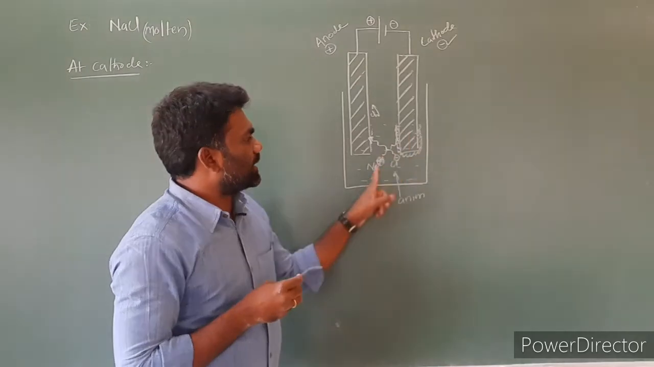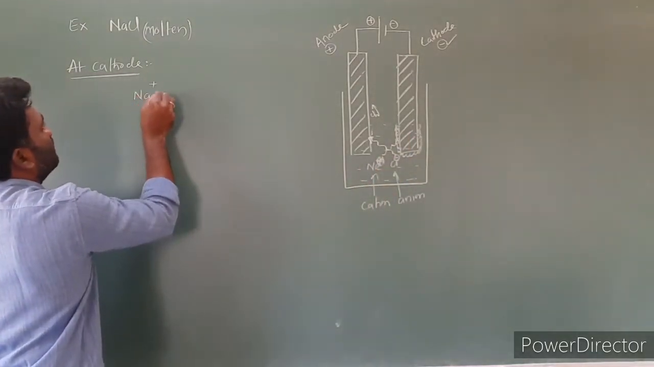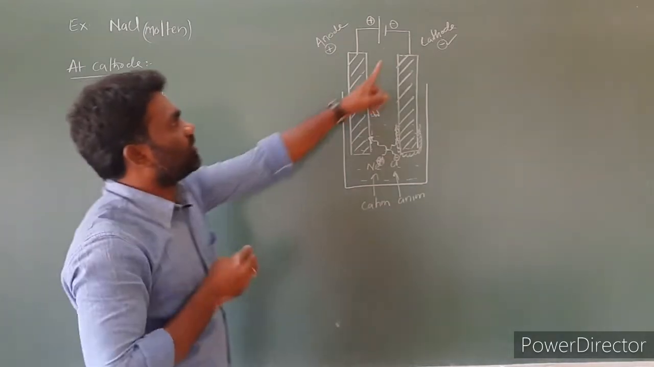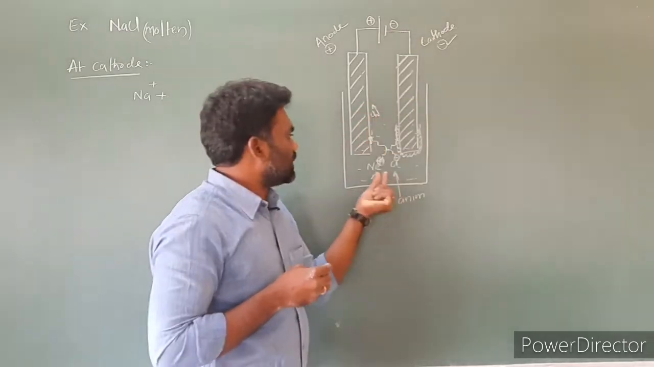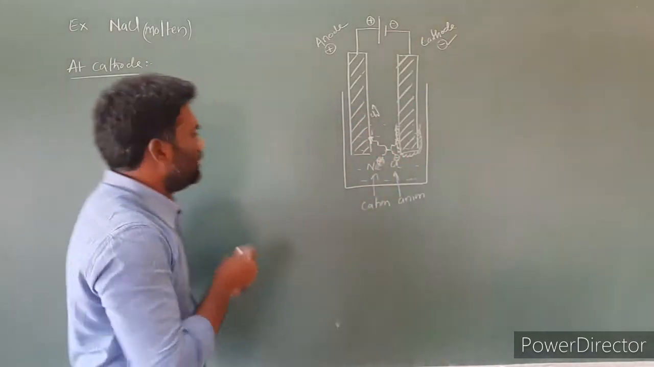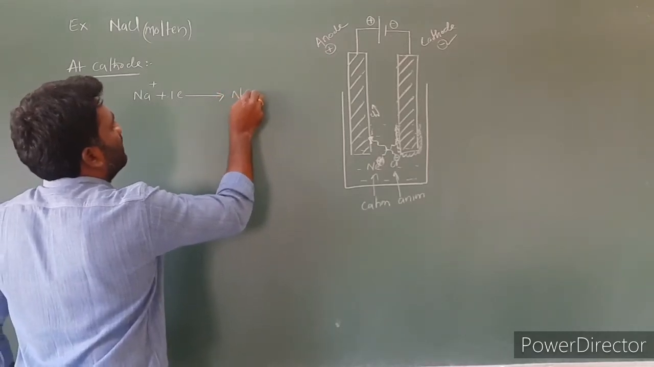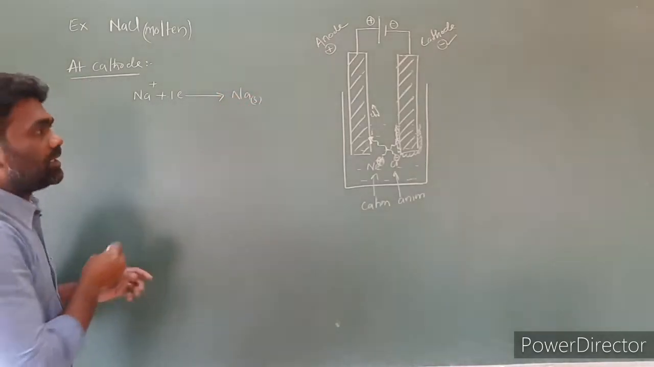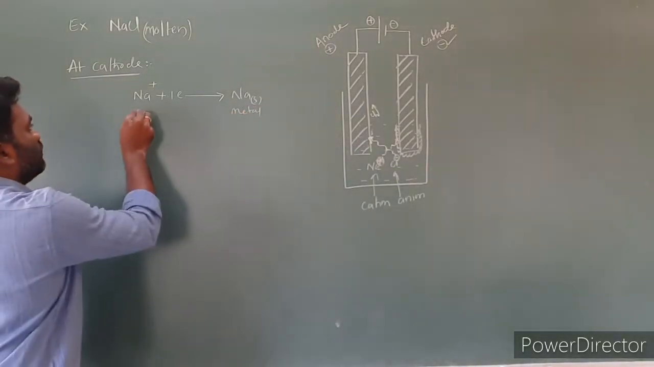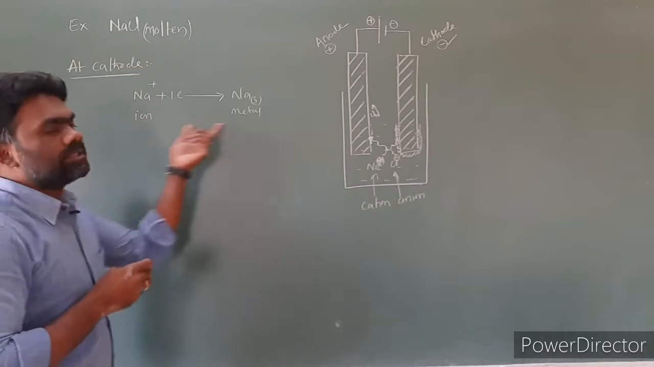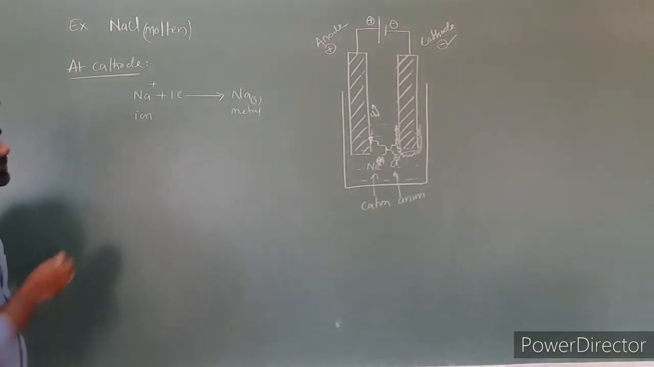What is the reaction taking place at the cathode? Cations migrate towards the cathode. The cation is the sodium ion, Na+. It takes one electron from the cathode, that means from the source of electrical energy we are providing through the battery. So the cation takes one electron, converting into Na, the metallic form. We get sodium metal. So the sodium ion converts into its metallic, elemental form. This reaction takes place at the cathode.